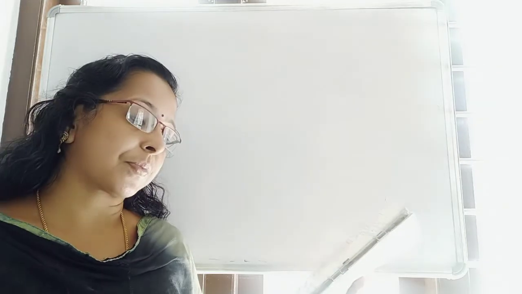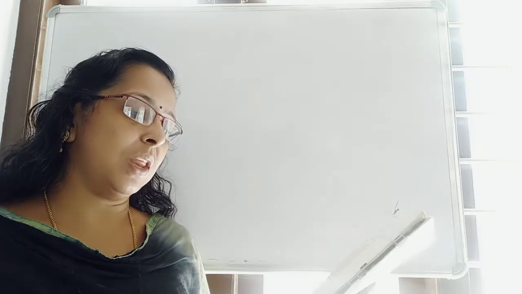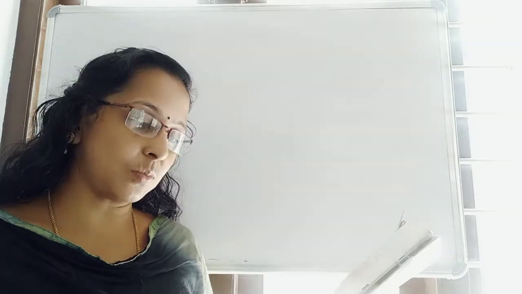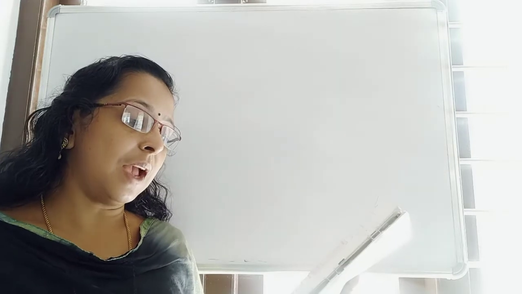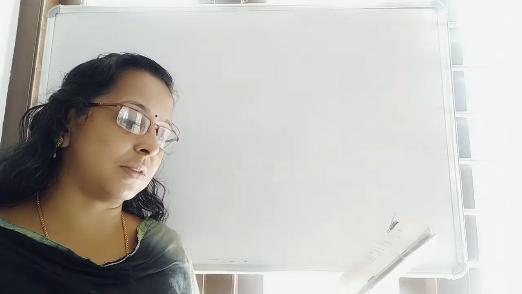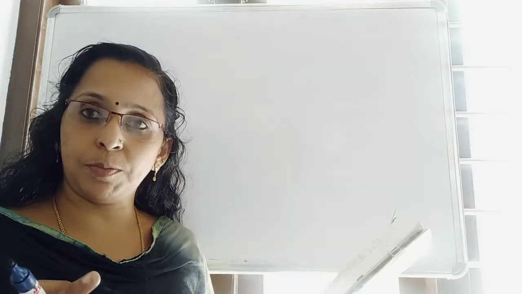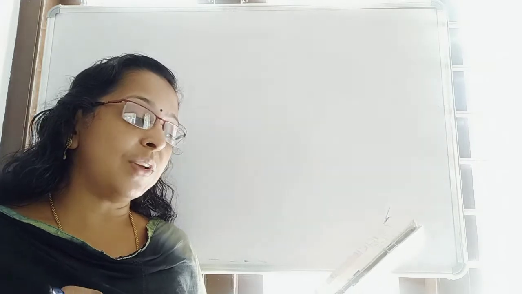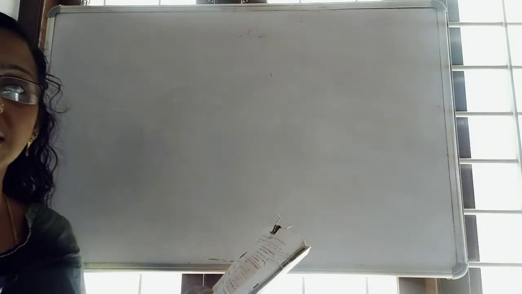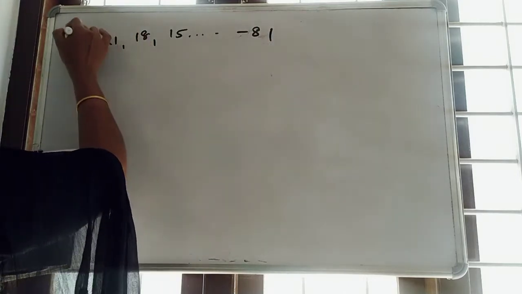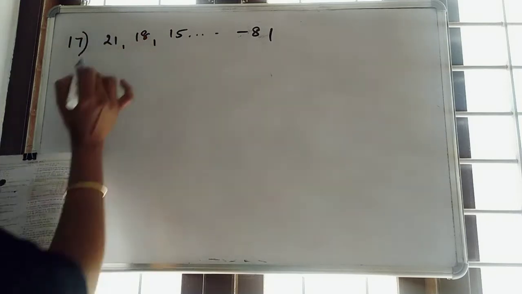Question number 17. Which term of the series 21, 18, 15, etc. is negative 81? That is one question. Another question is, can any term of this series be 0? If yes, find the number of terms. So it contains two parts. First we want to find out which term of the series 21, 18, 15, etc. is negative 81. So the first part is this one.